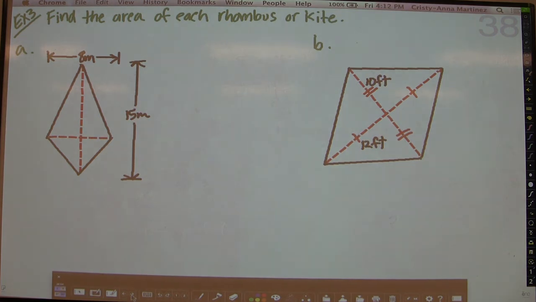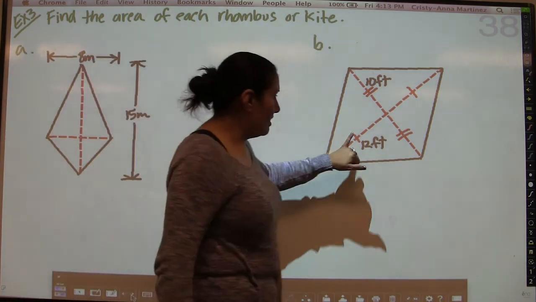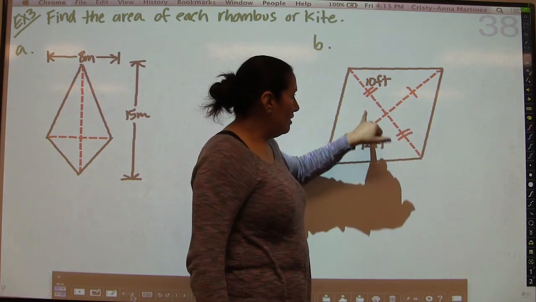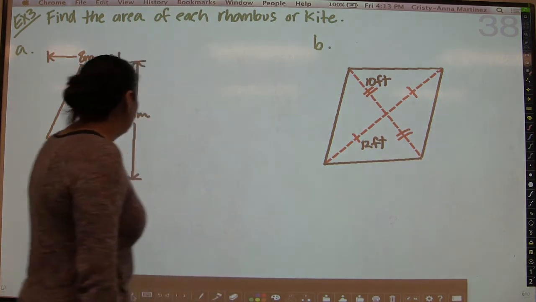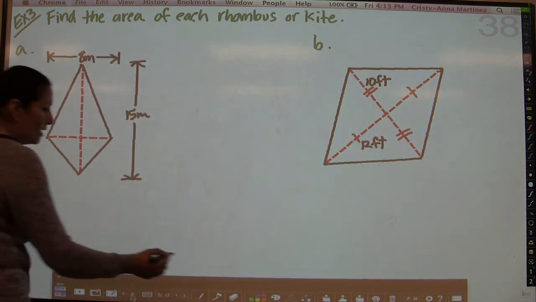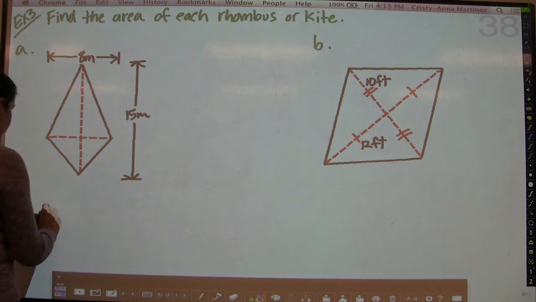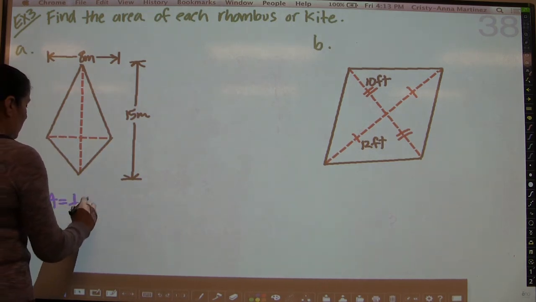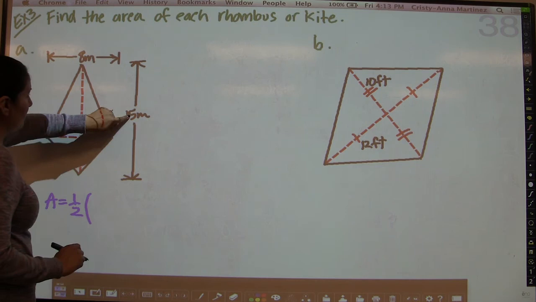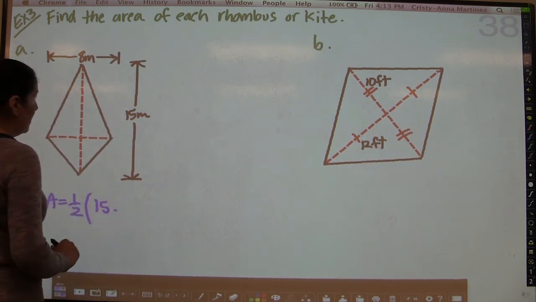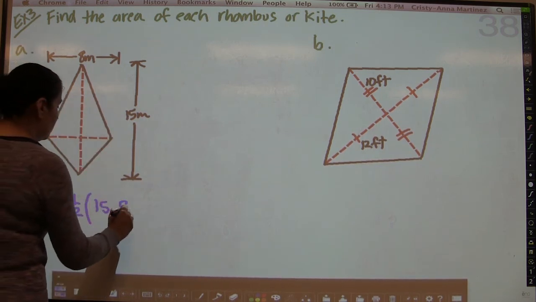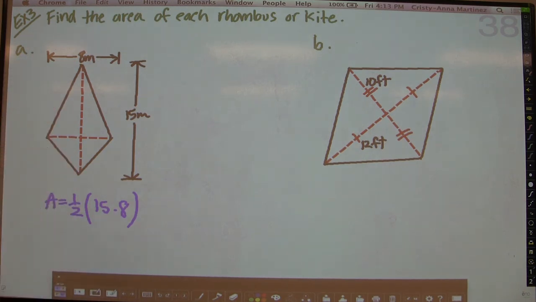Example 3 says find the area of each rhombus or kite. In part A, we appear to have a kite. In part B, it is a rhombus. And we can see that because we have the diagonals that are congruent here and then congruent this way as well. So what we need to do is, in this case, it's real simple. We just need to plug it right into our formula. Diagonal 1, it tells us, is 15 meters. And diagonal 2, it tells us, is 8 meters. So we're just going to very quickly take 15 times 8, which is 120.